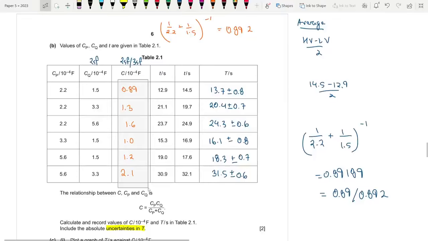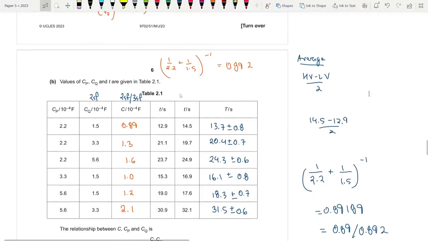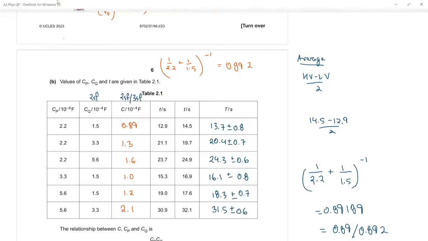You repeat the process for all the other ones. 1 by 5.6 plus 1 by 3.3 reciprocal. You get the answers. I opted for the 2SF answers because it's easier to plot the data. Next, for T, we are asked to find out the mean or the average. It's pretty straightforward. You know the drill, it's going to be 12.9 plus 14.5 by 2. Let's try that. 12.9 plus 14.5 divided by 2, that is 13.7. Data 3SF, so answers to 3SF or 4SF. 3SF here because for all of them we do get 3SF answers.